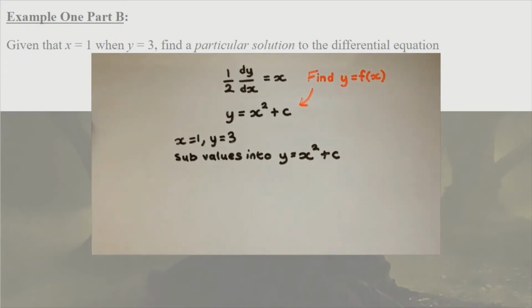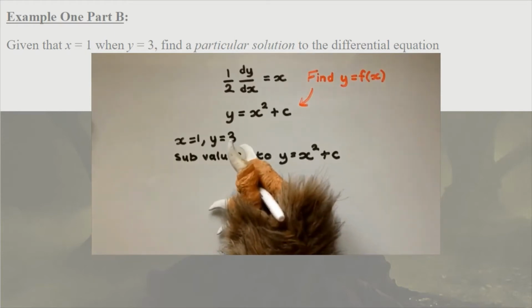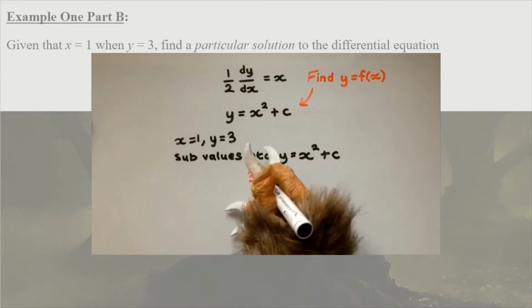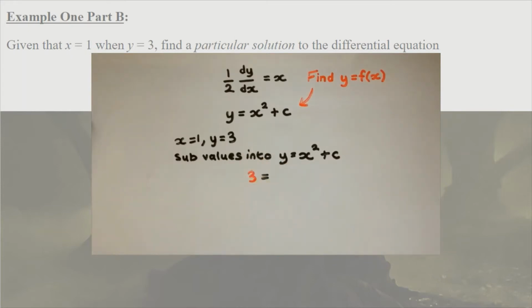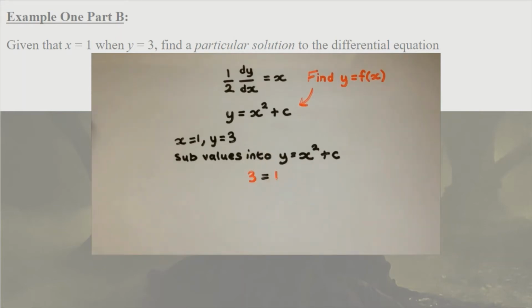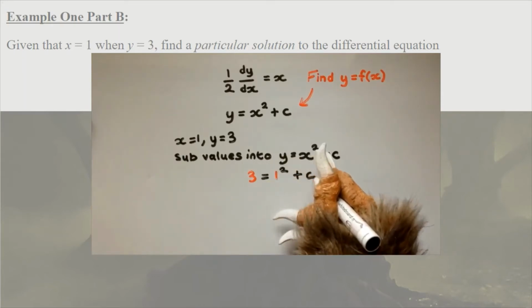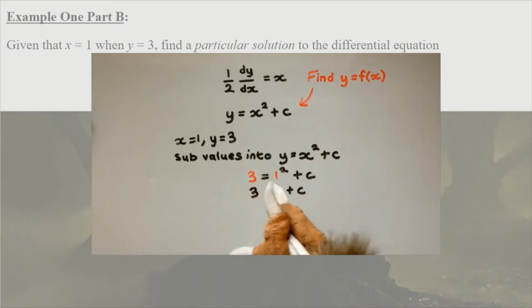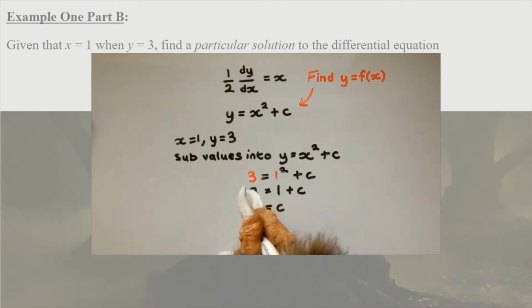So we know y equals 3, so we'll start off with that. And 3 must equal x squared, which is 1 squared, which is of course 1, but I'll write 1 squared so it's clear, plus the constant of integration. So in other words, 3 equals 1 plus c. Subtract 1 from both sides, so c must be 2. And there we have it. So we've got our constant c as 2.